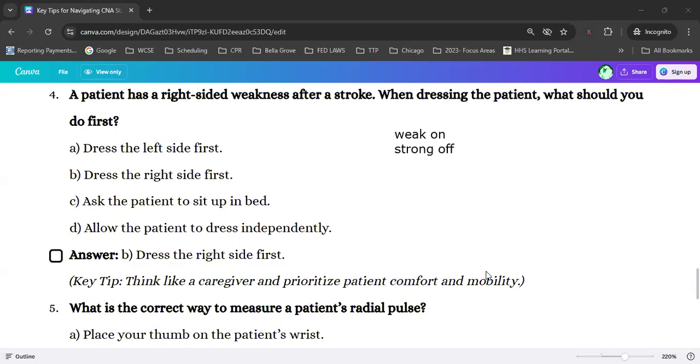And then the arm that is strongest, which is the left arm, this resident has full rotation. So they can extend it to help you with that other arm of that shirt or jacket. So we're prioritizing their comfort and mobility by using this concept: weak on, strong off, weak on, strong off.